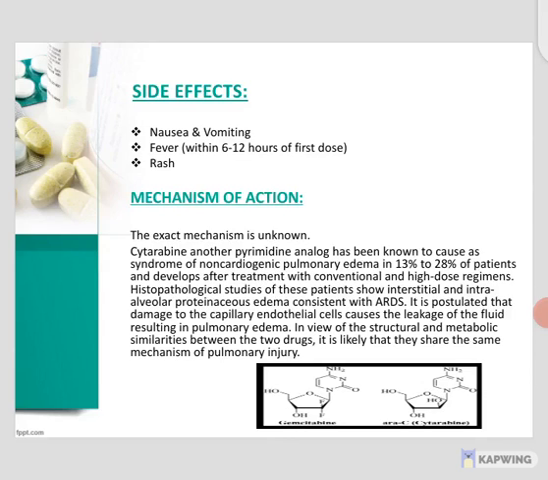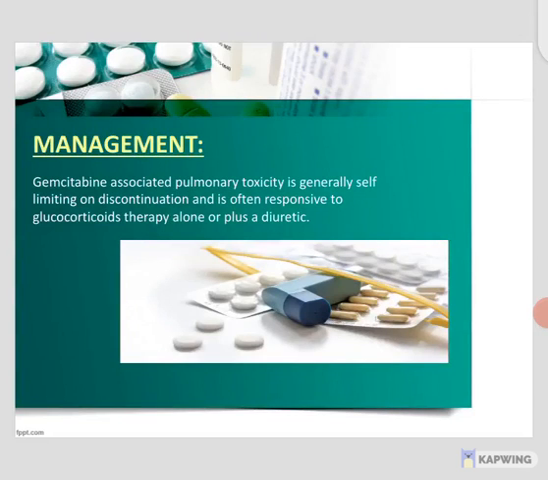In view of the structural and metabolic similarities between the two drugs, it is likely that they share the same mechanism of pulmonary injury. As you can see, the structures of gemcitabine and cytarabine are the same, so they share the same mechanism. Management: gemcitabine-associated pulmonary toxicity is generally self-limiting on discontinuation and is often responsive to glucocorticoid therapy alone or plus a diuretic.